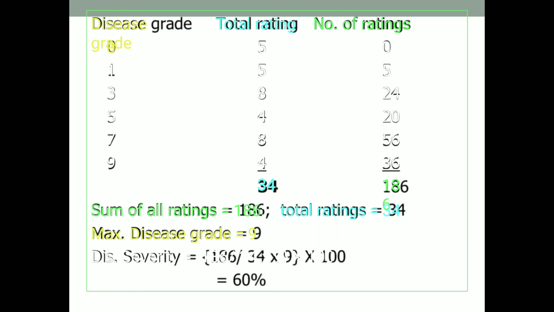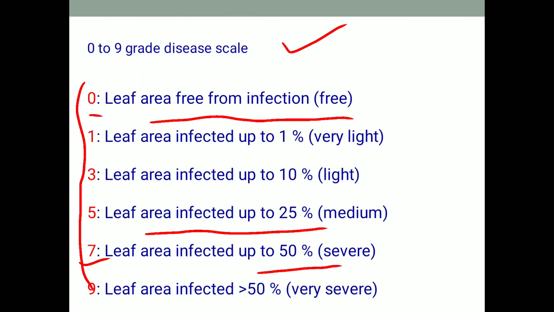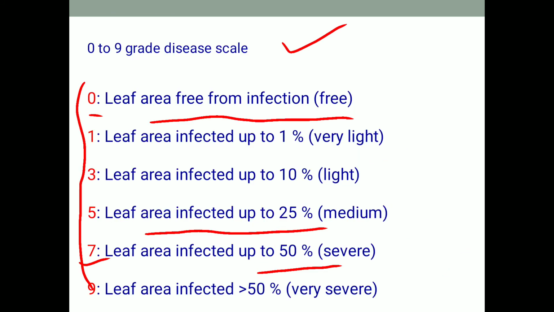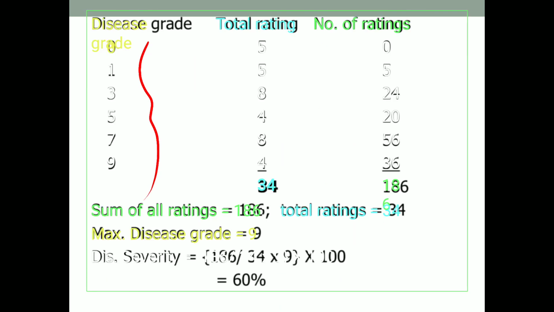Here a 0 to 9 grade is mentioned, as we previously discussed. What is the 0 to 9 grade? 0 means no incidence, 1 means only 5%, 3 means only 10%. In that way, the 0, 1, 3, 5, 7, 9 grades are mentioned.